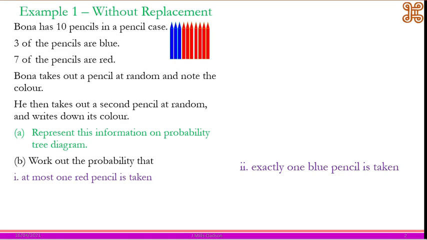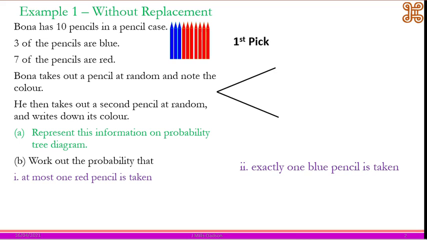Bona has 10 pencils in the pencil case. 3 of the pencils are blue, 7 of the pencils are red. Bona takes out a pencil at random and notes the color. He then takes out the second pencil at random and writes down its color.